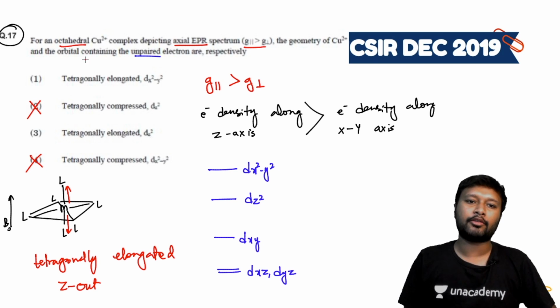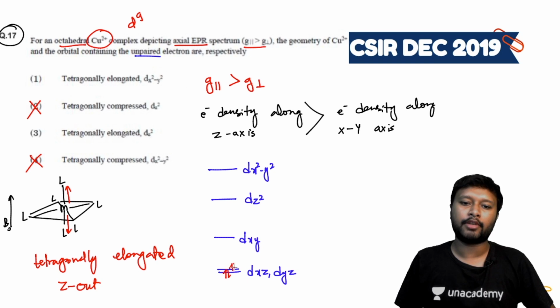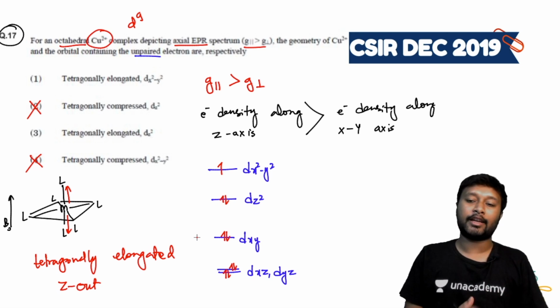So you have 9 electrons in the copper plus 2 complex, so it's a d9 complex. So let's fill these 9 electrons: 1, 2, 3, 4, 5, 6, 7, 8 and 9. So that's how your 9 electrons will be filled.